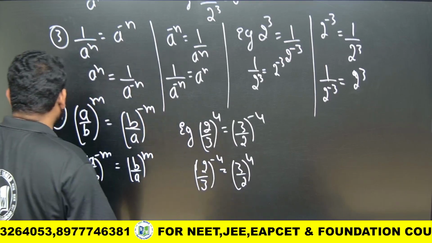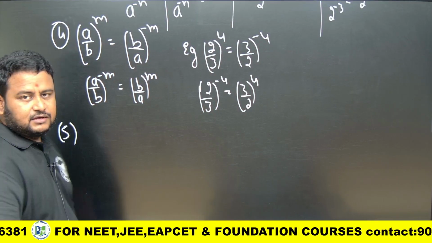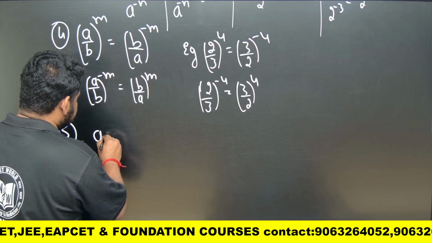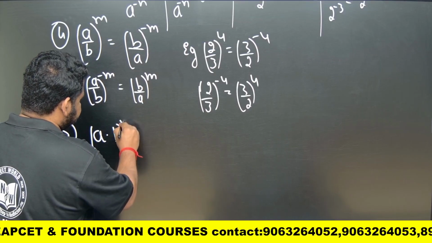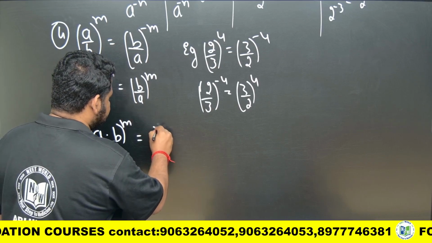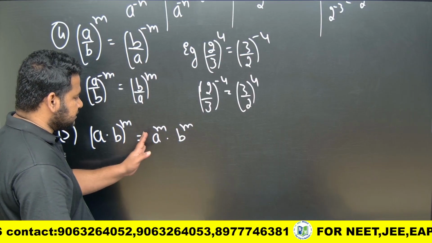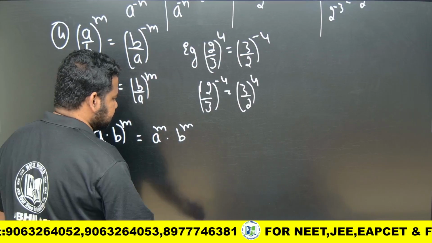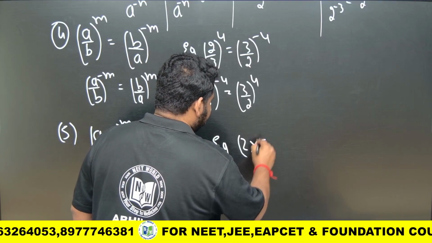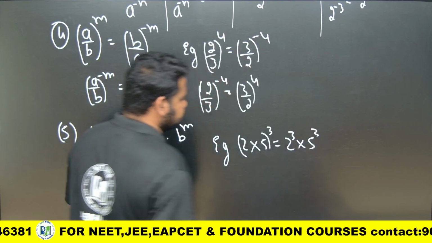Next thing you have to understand. See here, very important, the fifth property. If I write a into b to the power of m, then it becomes a to the power of m into b to the power of m. For example, if I write 2 into 5 to the power of 3, I can write it as 2 to the power of 3 into 5 to the power of 3. This is one thing you have to understand.